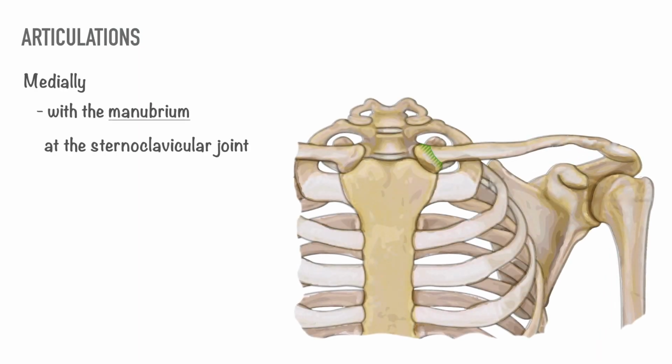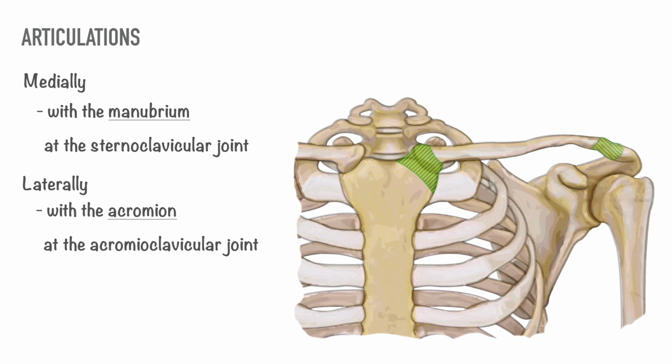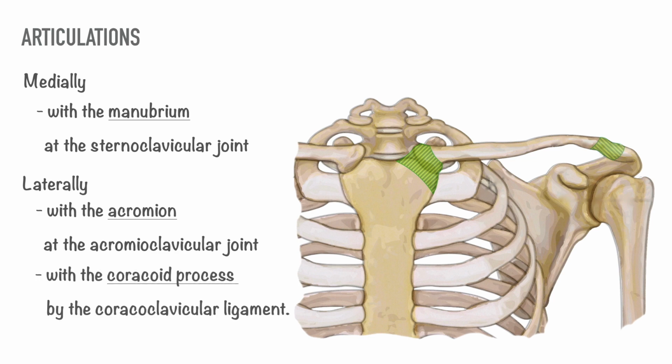Medially, it articulates with the manubrium at the sternoclavicular joint and to the first costal cartilage by the costoclavicular ligament. Laterally, it articulates with the acromion at the acromioclavicular joint and to the coracoid process by the coracoclavicular ligament.